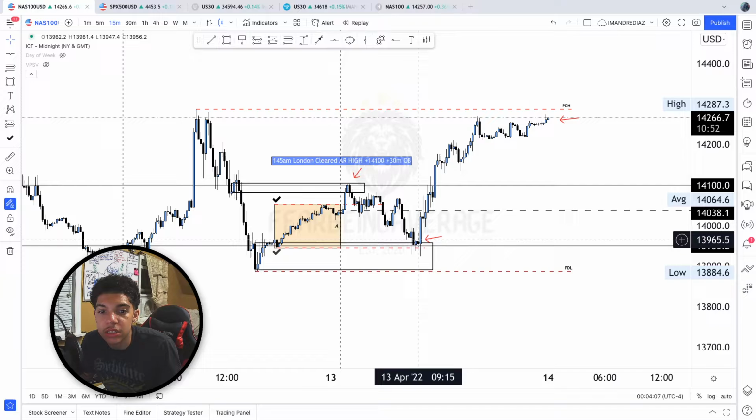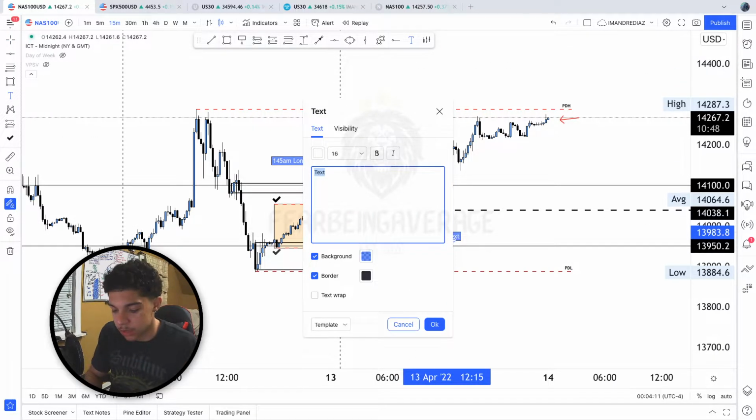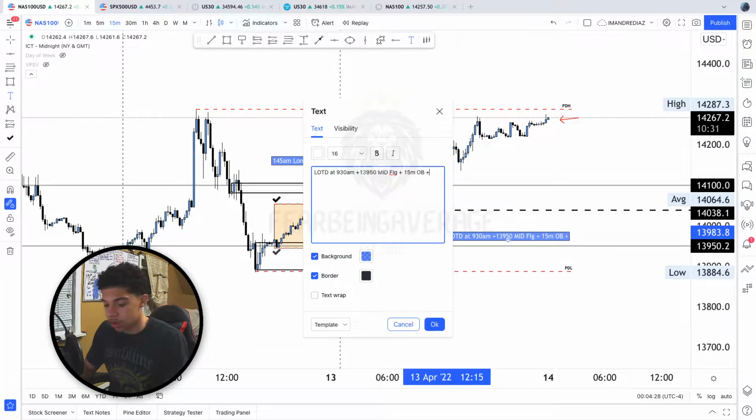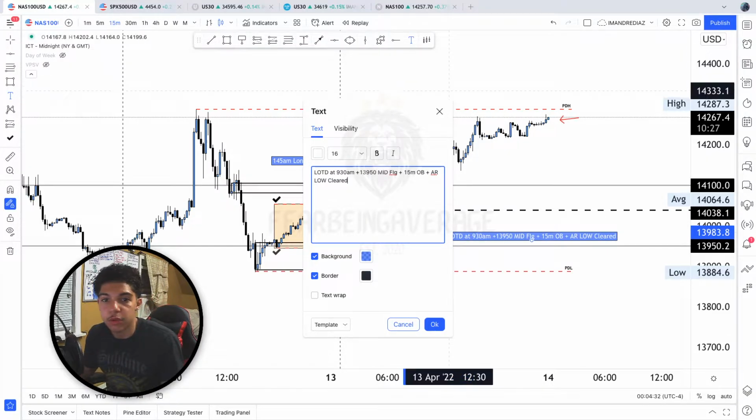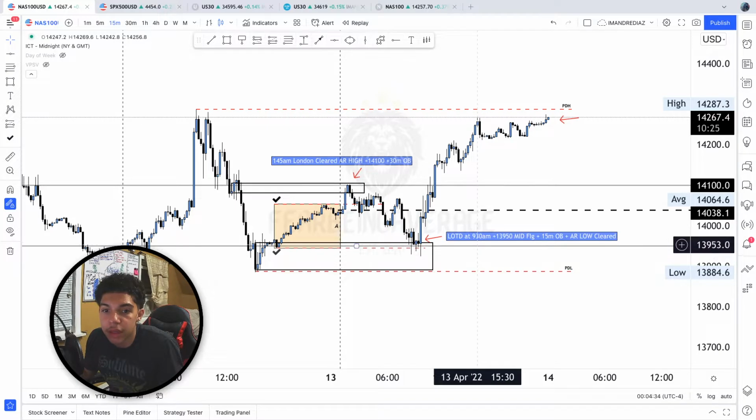So let's annotate this. At what time does this happen? At 9:30. So we have time of day influence also. So we have the low of the day at 9:30 a.m. at 13,950 mid-figure level. Also, you have that 15-minute bullish order block rejection along with the Asian range low getting cleared, meaning we grabbed the sell side liquidity from here. And this is what led price to overall expand to the top side.